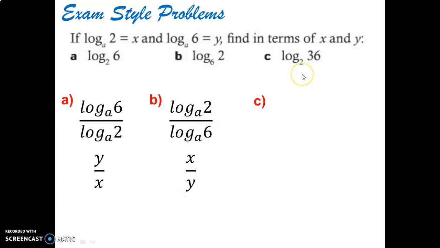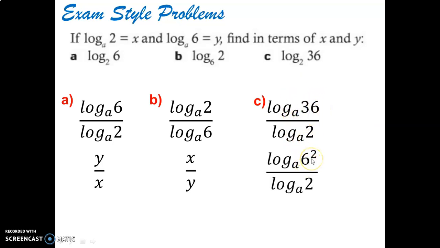And in C, okay, change of base, log base a of 36 over log base a of 2. And then this can become 6 squared, because we have a 6 here. This one is okay, it matches what we have. So that becomes 2, because the 2 drops in front, 2y over x.